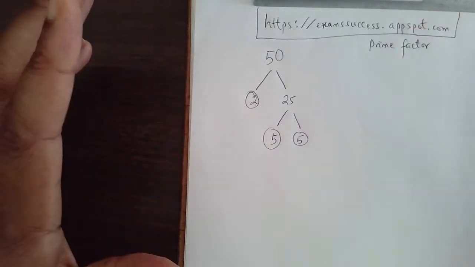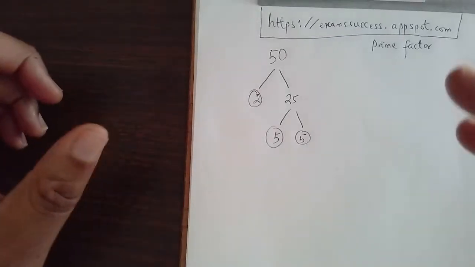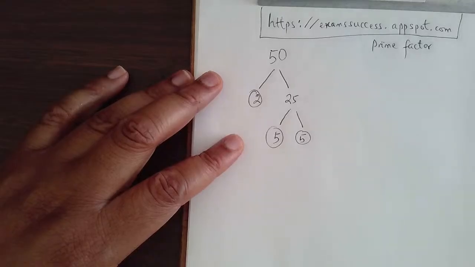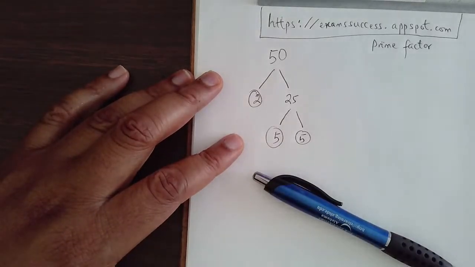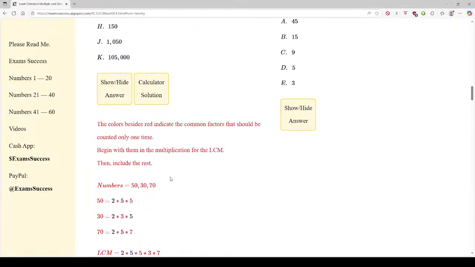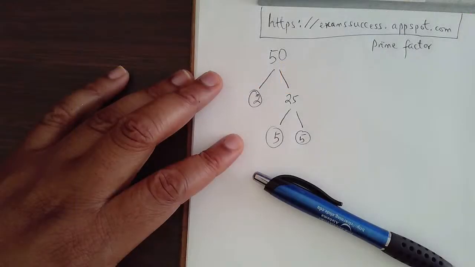Yes, I can do this within 1 minute, but I'm just explaining it. These are for those who need verbal explanation, because I have already solved it here. So you can see that 50 is 2 times 5 times 5. If you go here on the website, you see it's 2 times 5 times 5, 50 here. Let's get back to this.